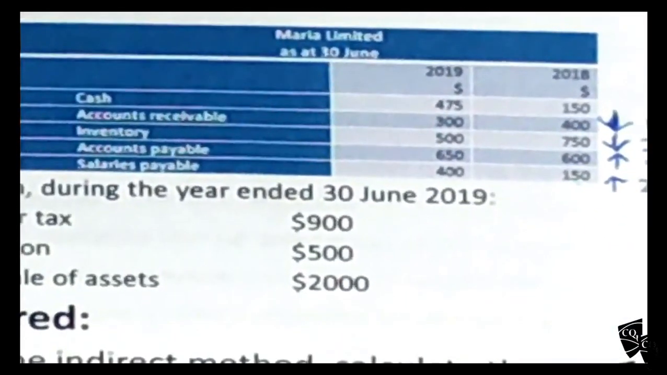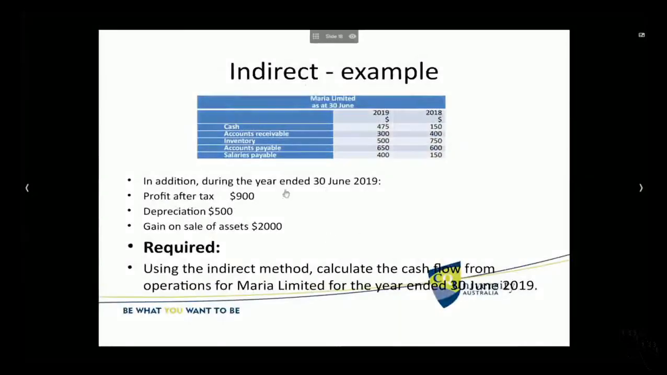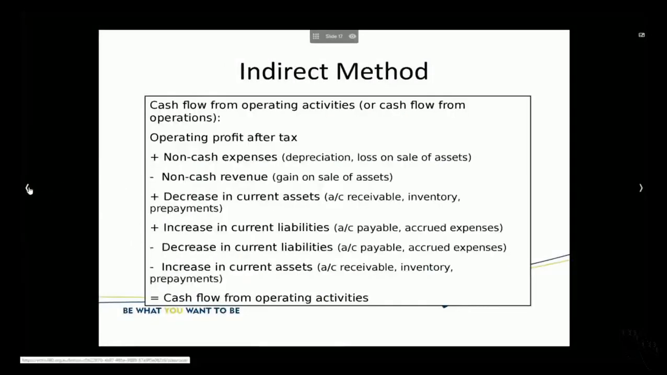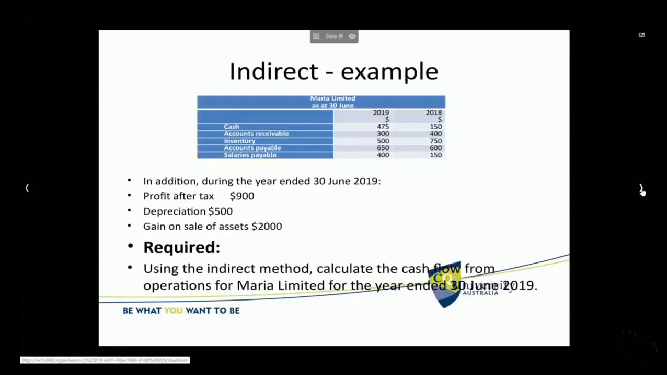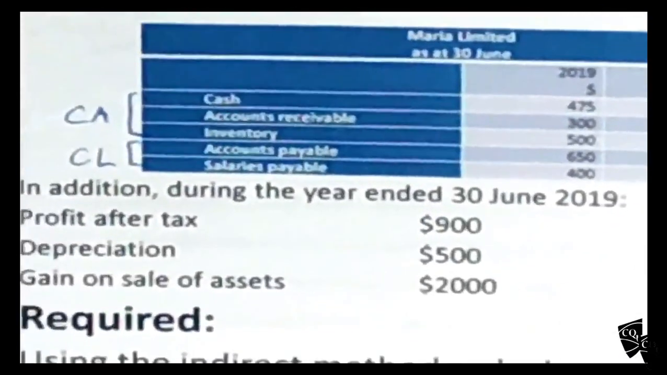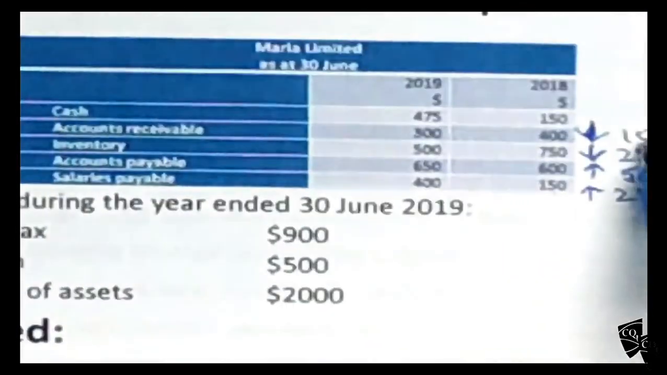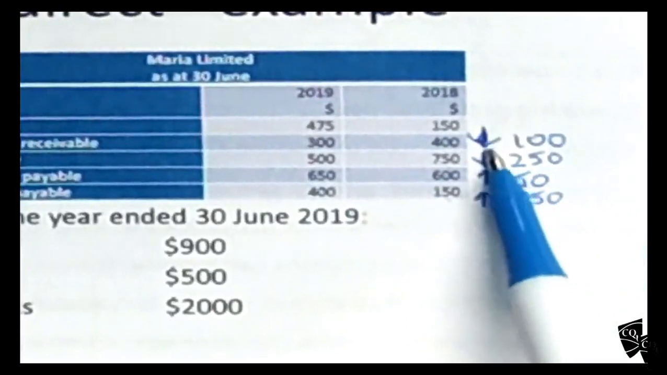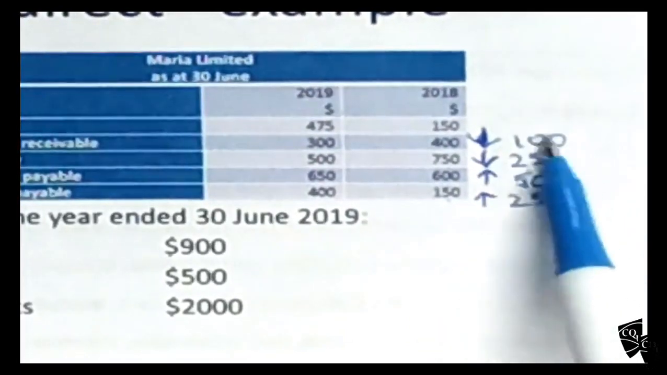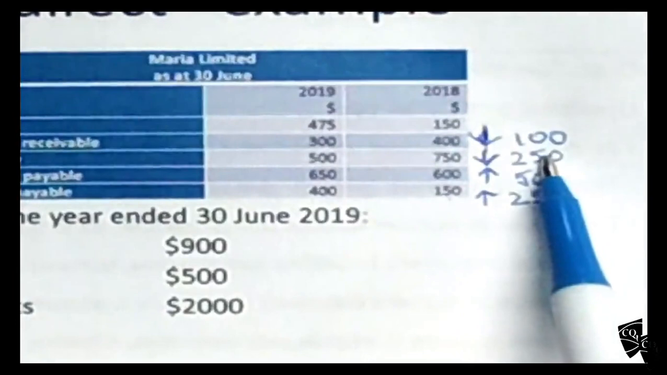So flicking back to our little structure for calculating the indirect method. Now let's have a look at our current assets. Do we have any decreases? And then plonk them in. Can anybody see on our little pieces of paper? I need to go back to my document camera. So looking at our current assets, do we have any decreases? Well, yes, we've actually got 2 decreases. So we're going to add both of those figures in, 100 and 250.